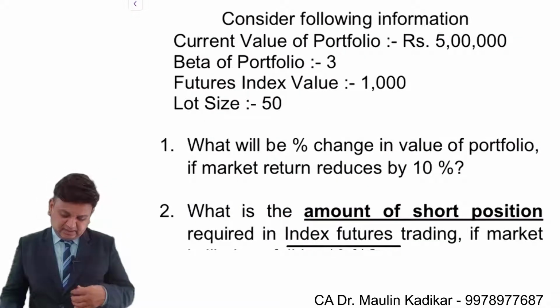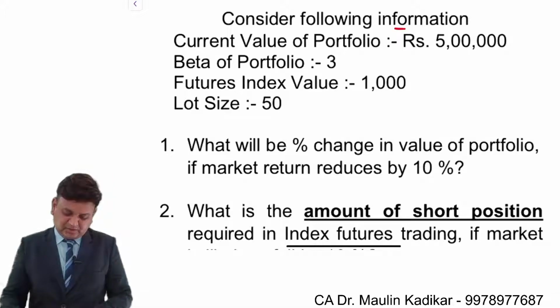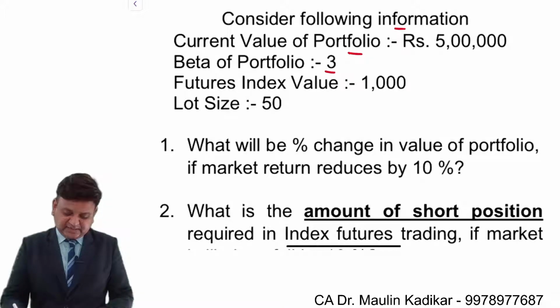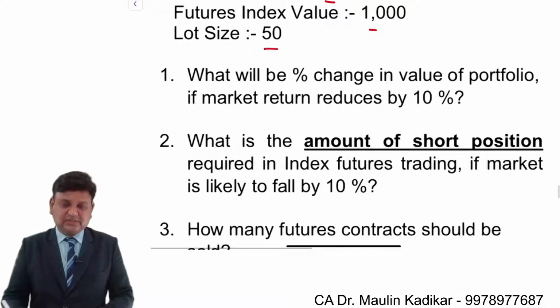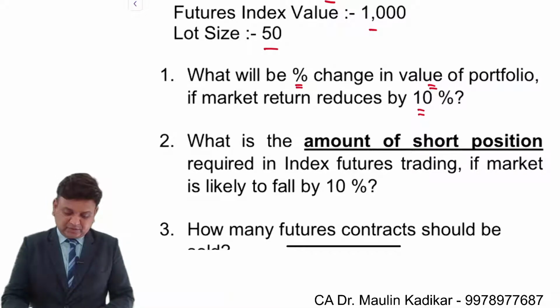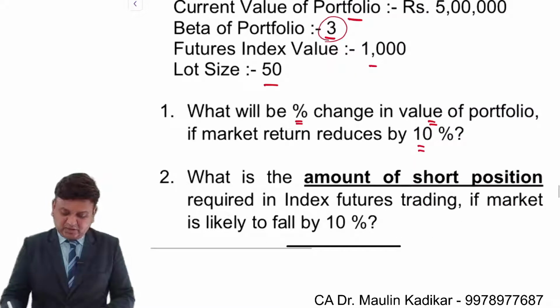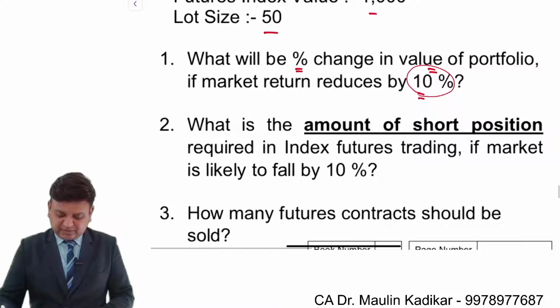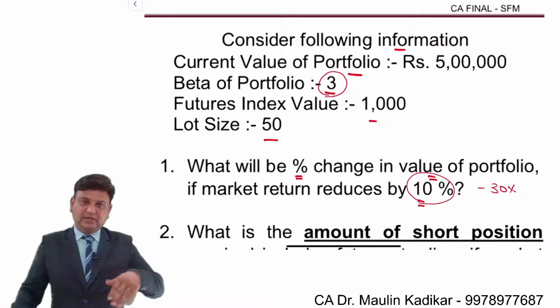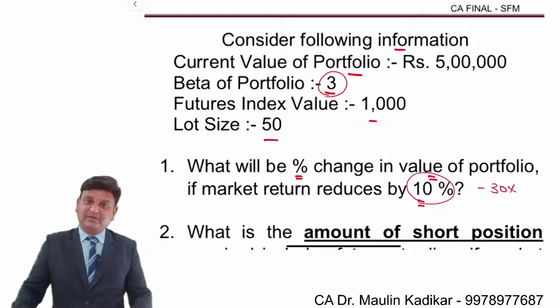Let us have understanding. Consider the following information. The current value of the portfolio is 5 lakhs. Beta is 3, futures index value is 1000, lot size is 50. What will be the percentage change in the value of the portfolio if the market reduces by 10%? We understand that it is 3 into 10, which comes to negative 30%. So when the market is reducing by 10%, there will be a reduction by 30%.